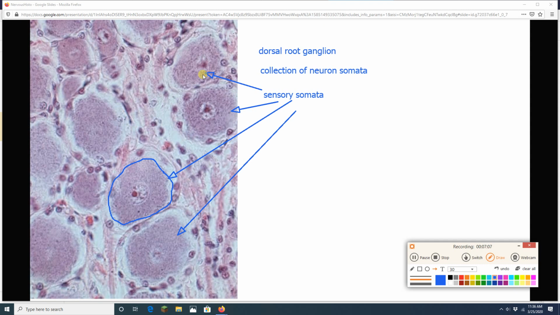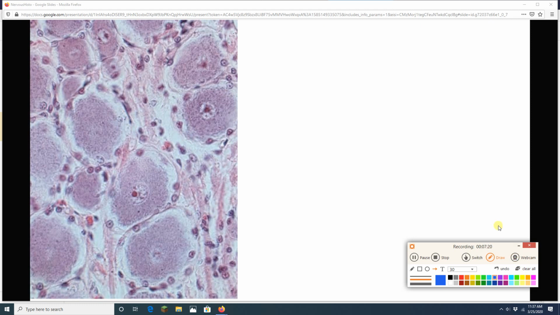So, zooming in on the dorsal root ganglion to see sensory neurons. Remember, we zoomed in on the ventral horn of the spinal cord earlier in order to see motor neurons. Okie dokie. That is pretty much it for this quick little video on nervous system histology.